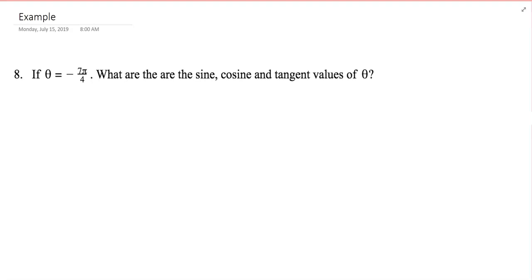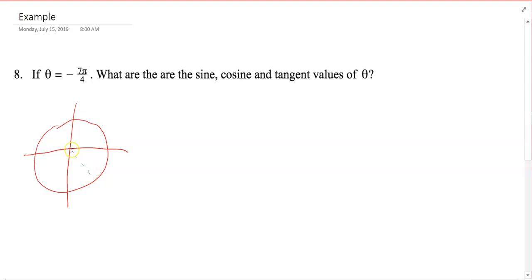Hello everyone, we continue our discussion on the trigonometric functions by looking at the question: if theta is equal to negative 7 pi over 4, what are the sine, cosine, and tangent values of theta? Now we want to find where negative 7 pi over 4 is on our unit circle.